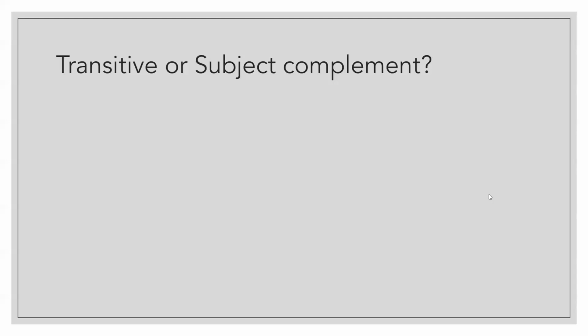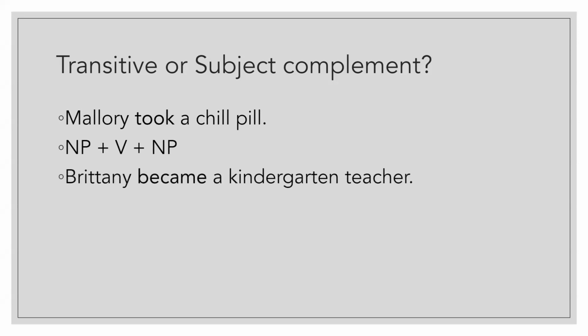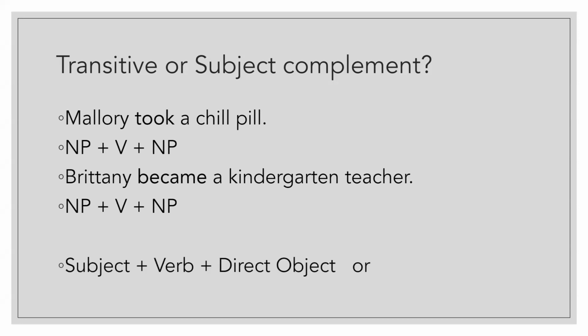Okay? So the first thing we're going to look at is that question of whether or not this is a transitive verb pattern or a subject complement verb pattern. Okay? So we have some examples. Mallory took a chill pill. Again, noun phrase, verb, and a single noun phrase following the verb. Brittany became a kindergarten teacher. Got a noun phrase, verb, followed by a single noun phrase. So just identifying the phrases isn't helping us out any, right? Is it subject, verb, direct object, or is it subject, verb, subject complement?